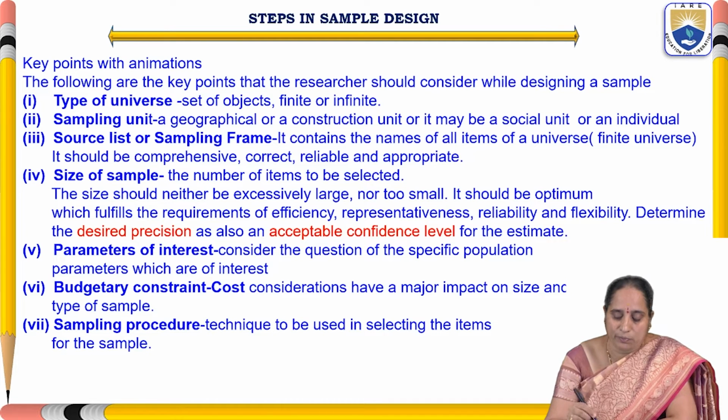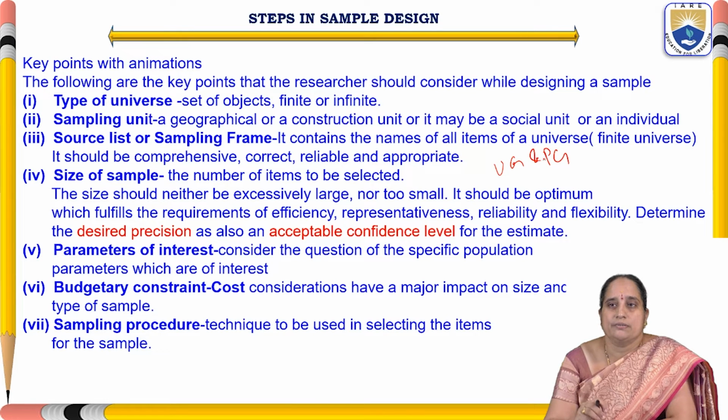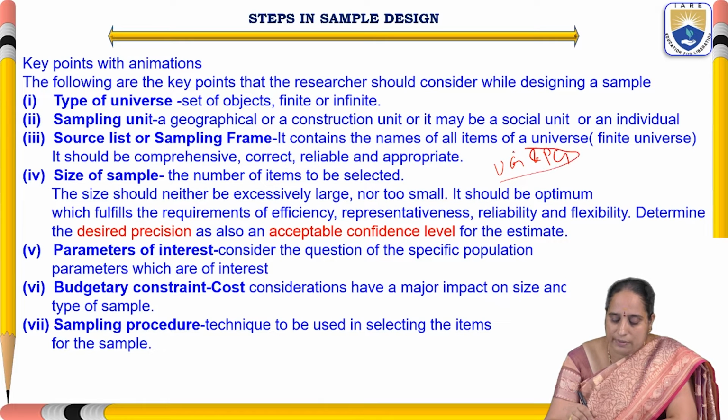Here my population is very clear, because I want to test the academic excellence of both UG and PG students. So this is my population. Then there, I cannot study each and every individual unit that falls under these two categories.